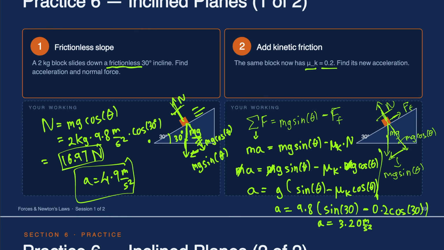Okay, which makes sense, right? If I have friction, my acceleration is obviously going to decrease. Although I didn't expect it to decrease by this much, from 4.9 all the way down to 3.2. That's a lot.